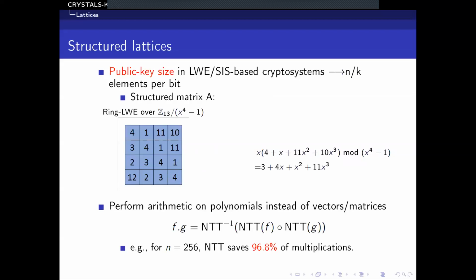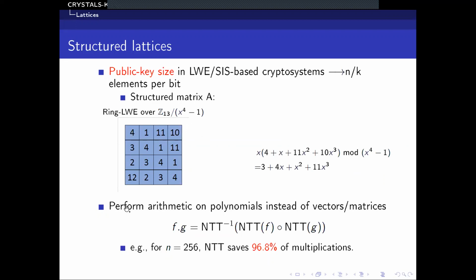So for solving this problem, some methods for building the structure matrix have been proposed. For example, Ring-LWE over this ring needs only one row of elements to build the whole A matrix. For example, the second row can be computed if you consider these values as coefficients of the polynomials. We need only the multiplication between x and the first row, as you can see here, and reduce it with respect to this ring to compute the second row coefficients.